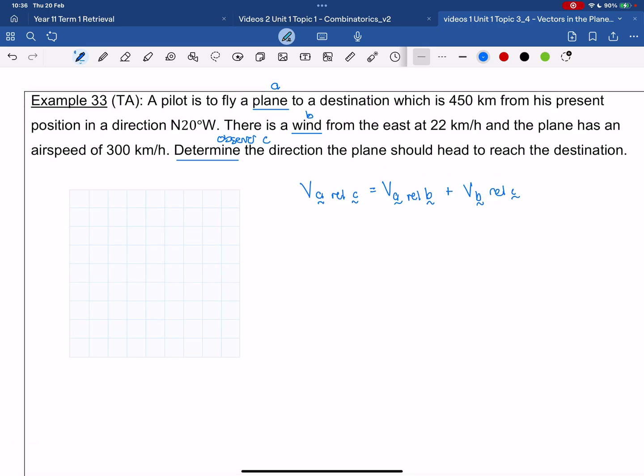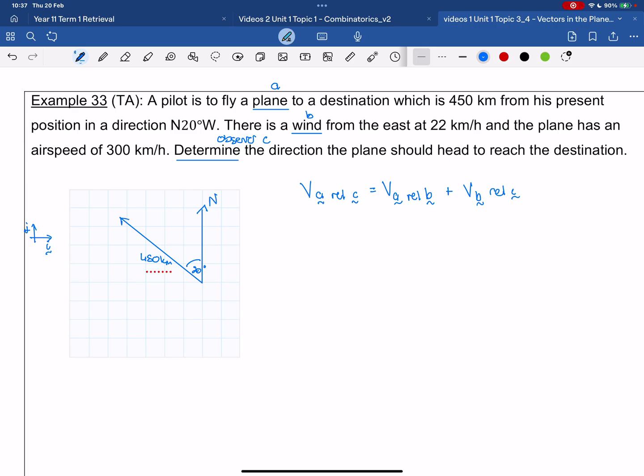So the plane has to fly to a destination 450 k's on a direction of north 20 west. So let's put our i and our j component reference axis in, and we know that north is in that direction. All right, so he's flying 450 north 20 west, 20 degrees west of north, is somewhere over there, and that's a 20-degree angle, and that place is 450 kilometers away. All right, so that's where he wants to end up.